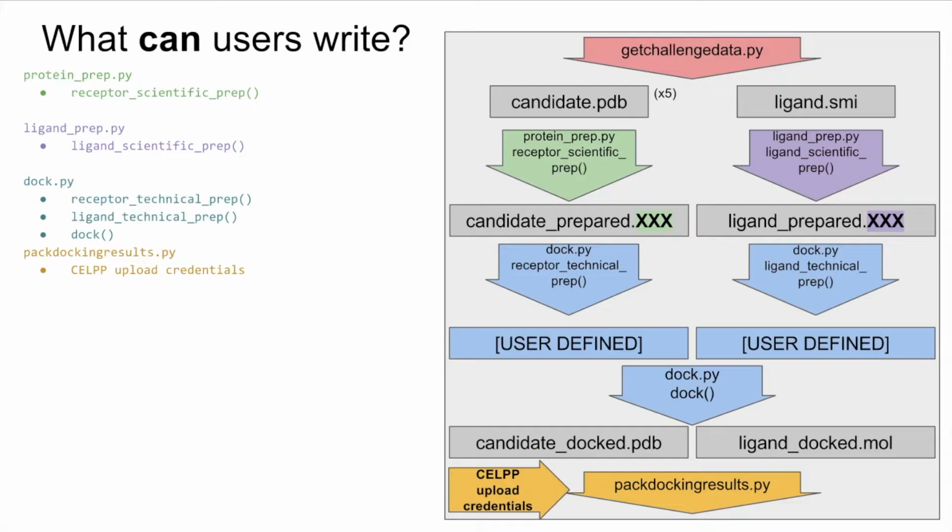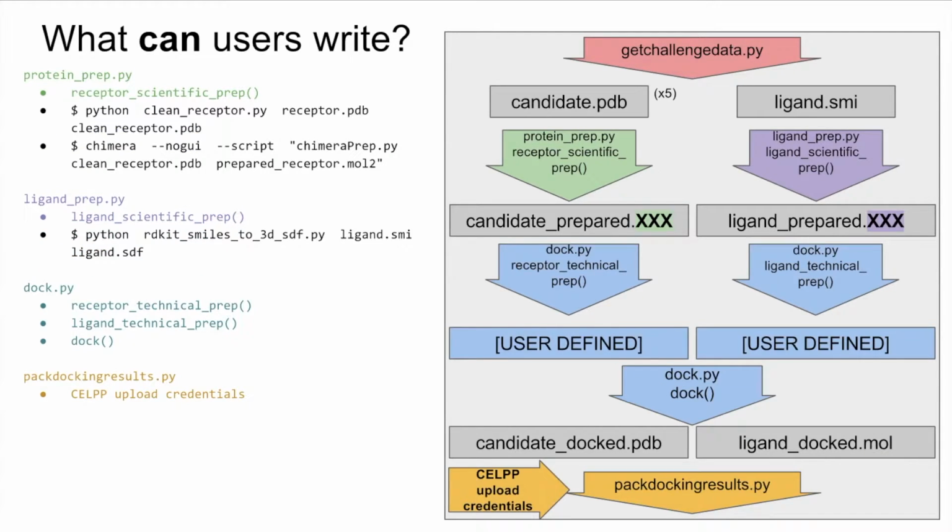The first step, scientific preparation, is basically processes that add information and might be useful for somebody else's implementation. Examples of things that fall into this category include missing atom replacement, protonation, charge calculation, and decisions about handling non-protein atoms in the structure. The second step is technical preparation.